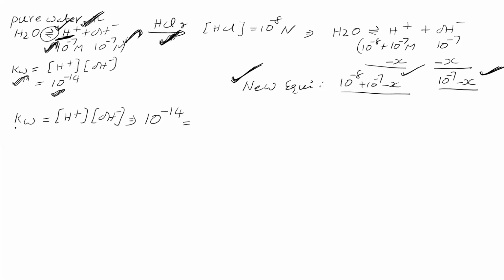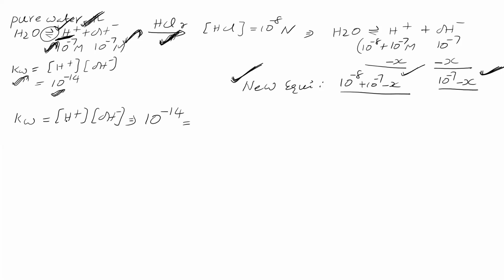So Kw for pure water is 10 power minus 14. Kw for acidic solution is 10 power minus 14. Kw for basic solution is 10 power minus 14. Kw for salt solution is 10 power minus 14. Whatever solution you want to take, aqueous solution means Kw is 10 power minus 14, provided temperature is 25 degrees Celsius. If you change the temperature, Kw will change. If you do not change the temperature, Kw does not change.